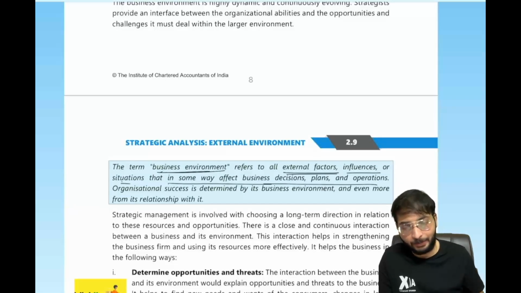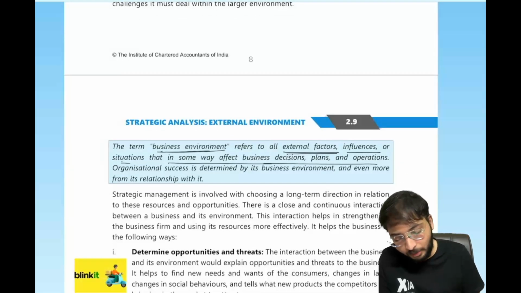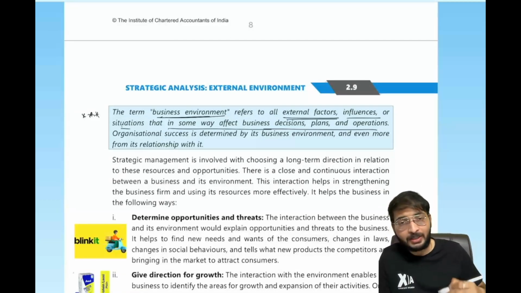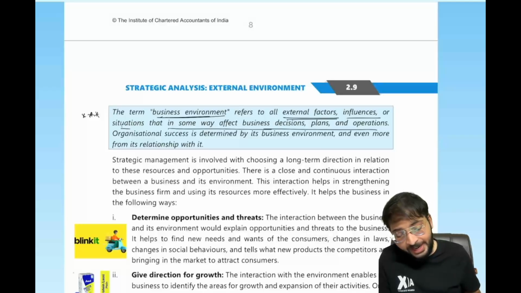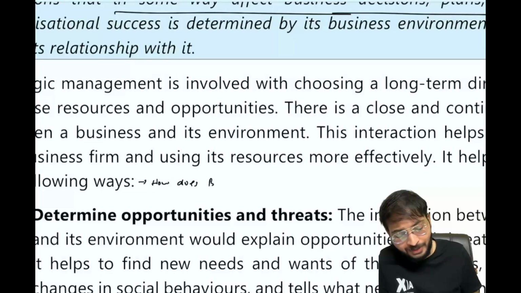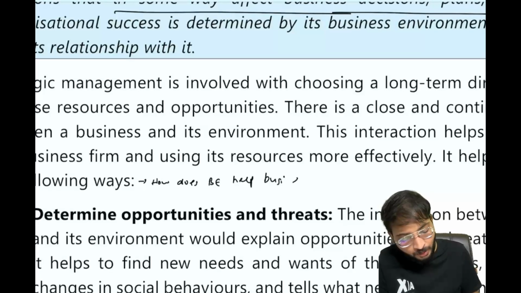One of the very important questions: what is a business environment and how does it help business? So write down here: how does business environment help business?